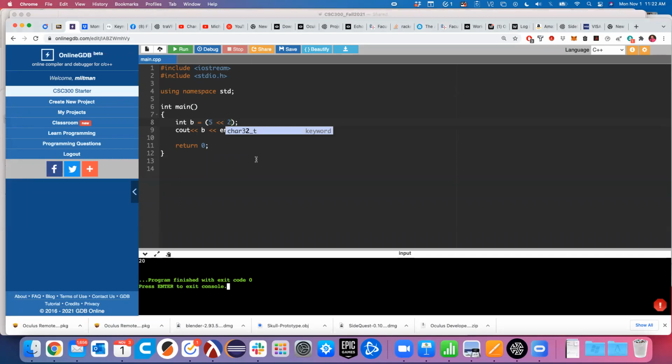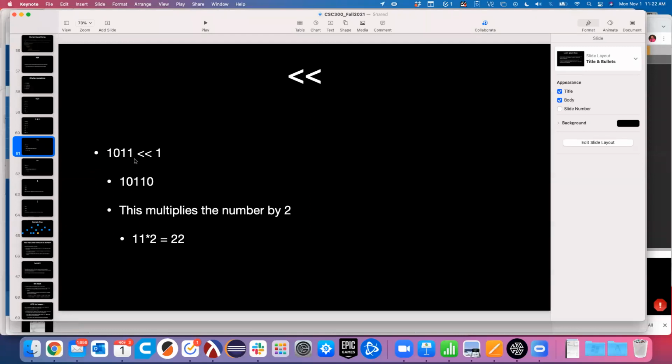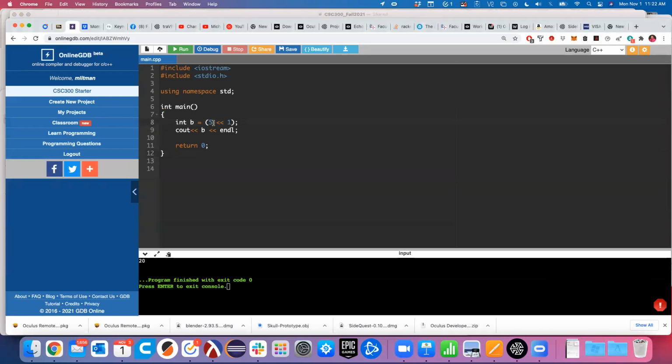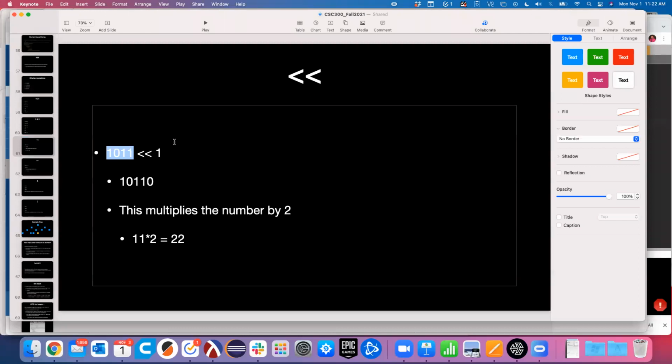But let's see what's actually happening when I say 5 left shift 1. Ones, twos, fours, eights. So this is actually the number 11. So if I start with the number 11 left shifted 1, we should get a 22. So there's our 22 multiplied by 2 because we left shifted. So what's actually happening here is the number 11 in binary, correct?